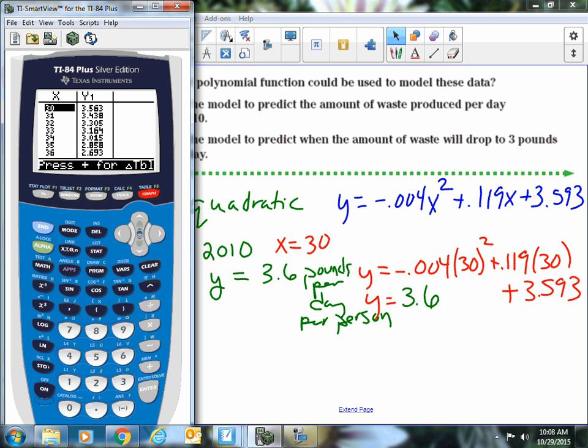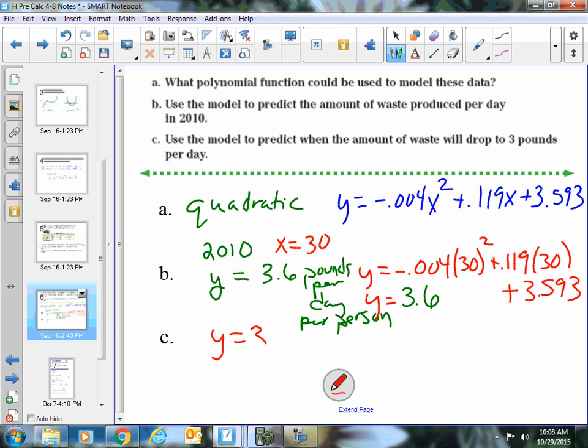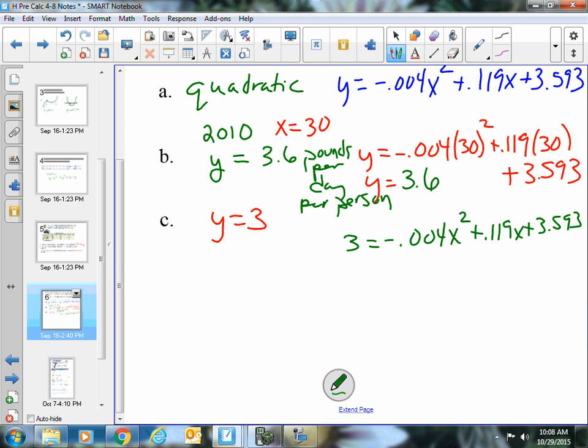Okay, last part. It says use the model to predict when the amount of waste will drop to 3 pounds per day. So that means the y value is 3 pounds per person per day. When will that happen? So you're trying to find x. Okay, well, let's use what we know on the graphing calculator. We could actually try to solve that equation putting in a 3. So 3 equals, and then have this whole equation here. So 0.119x plus 3.593. We could solve that for x. We sure could. We could move the 3 over, get it equal to 0.